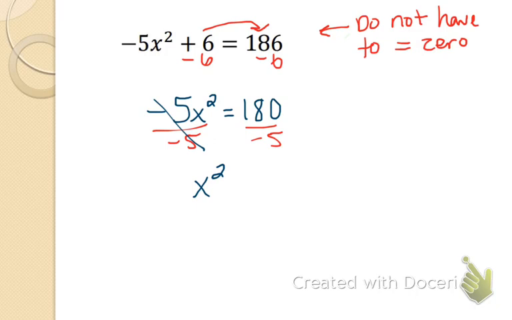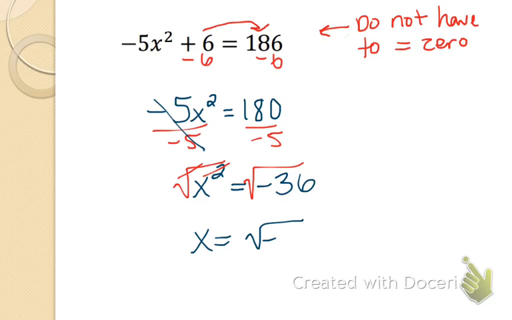But that's not just any 5. That is a negative 5. So we divide both sides by negative 5, and we end up with a negative 36. So x squared is equal to negative 36. We take the square root. So x is equal to the square root of negative 36.